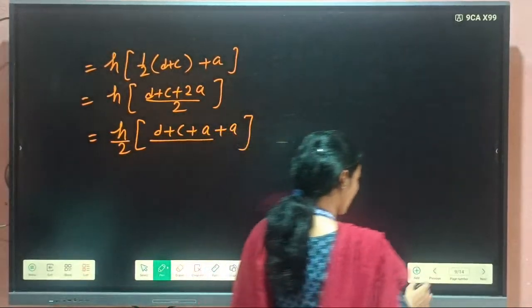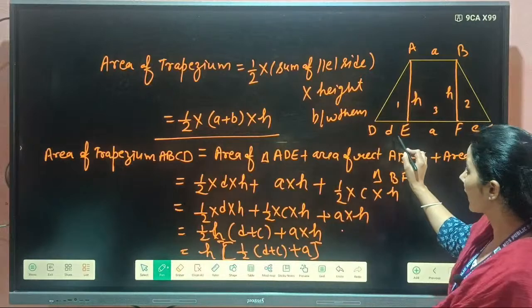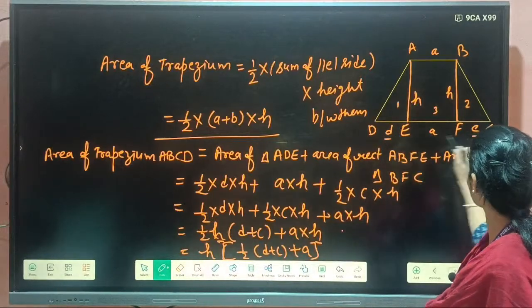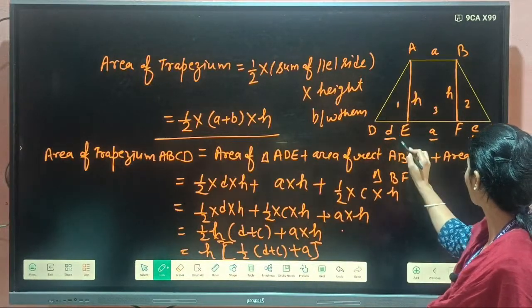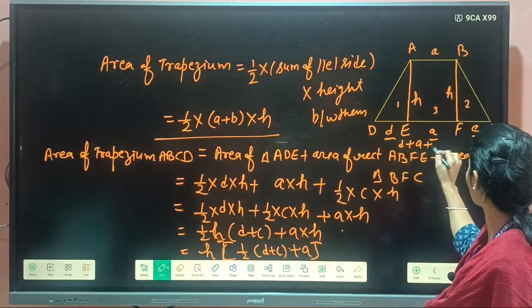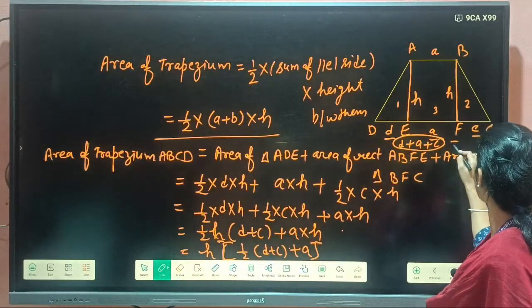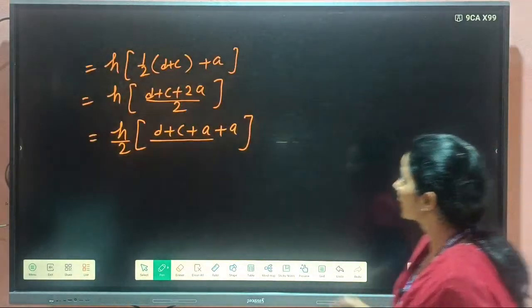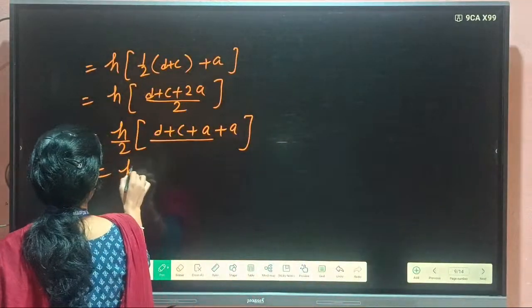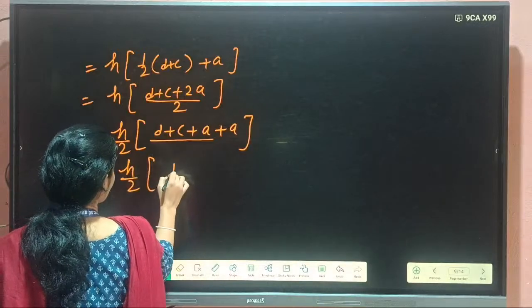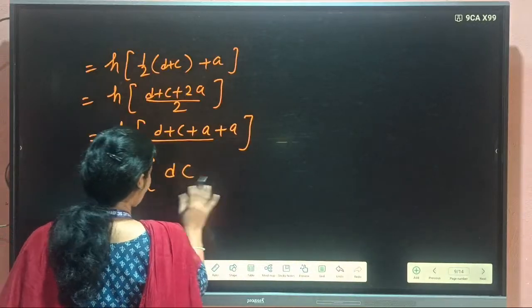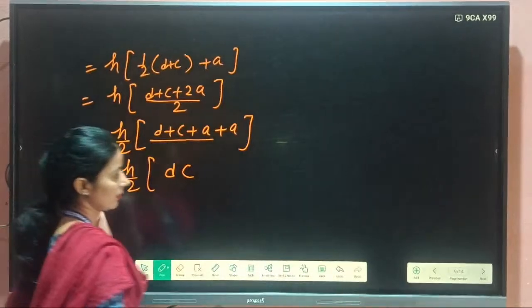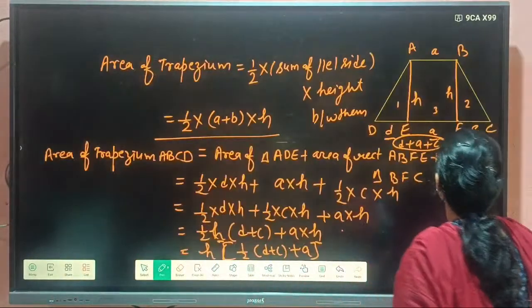Let us see in our figure. If I add D plus C plus A, this D plus A plus C, what will I get? I will get this complete DC. H by 2 into DC, DC means that complete side.